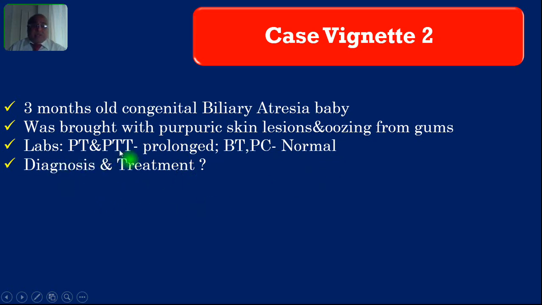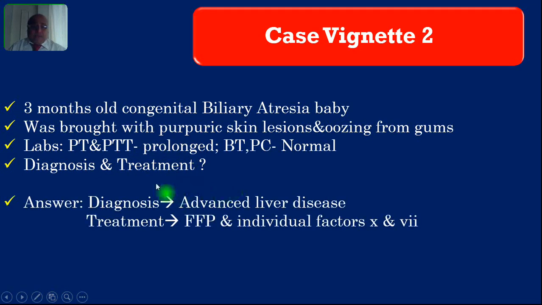Since both PT and PTT are prolonged, this involves the common pathway. So diagnosis, this is a biliary atresia baby. So it is an advanced liver disease. Treatment, you have to give FFP and or you can give individual factors, both factor 7 and factor 10.